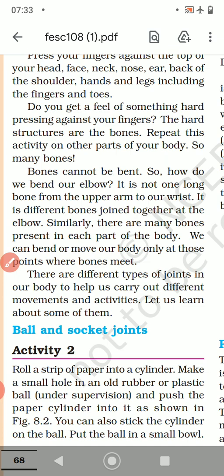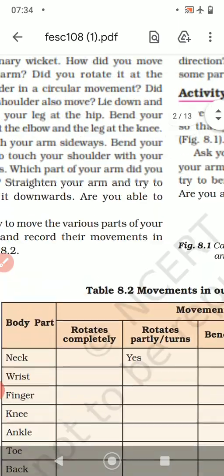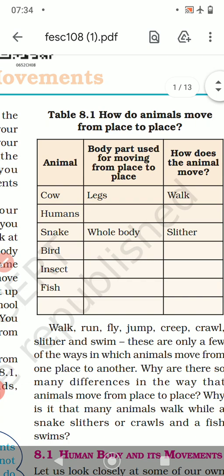There are different types of joints in our body to help us carry out different movements and activities. Let us learn about some of them. So children, about ball and socket joints and all the joints, we are going to learn tomorrow. So here what you have to do is complete table 8.1 and table 8.2, right? Quickly complete tables 8.1 and 8.2 and show me, and I'm sending you a few question answers to start with.